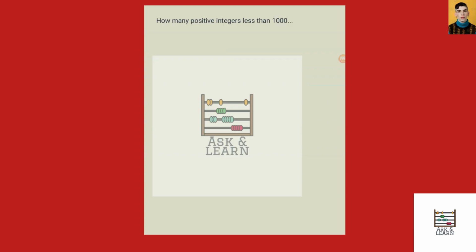All right, for this problem, we have a setup of how many positive integers less than 1,000, and then we fill in the blank differently for parts A through G, or rather A through H here.